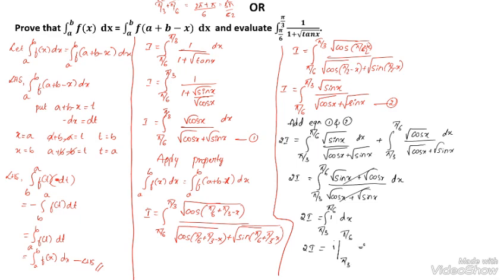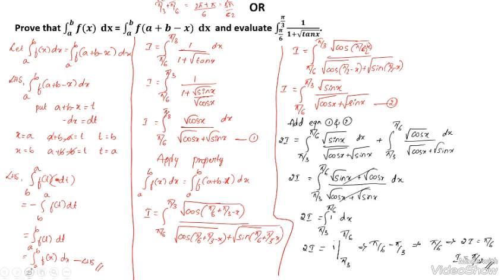Now first I substitute the upper limit minus the lower limit: pi by 3 minus pi by 6. This is pi by 6. Therefore 2I is equal to pi by 6, but we want the integral I, that is I equals pi by 12. This is the solution of the given problem.